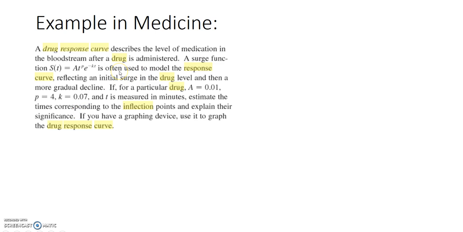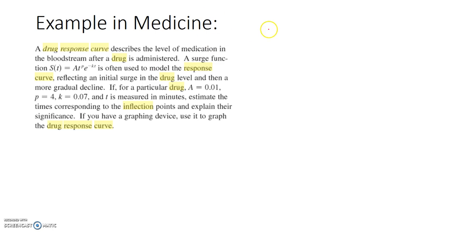We're not going to do it here, but the drug response curve describes the level of medication in the bloodstream after a drug is administered. A surge function, S of t equals a times t to the p e to the negative kt, where, guess what, a, p, and k are just some constants specific to the drug you're using, is often used to model the response curve, reflecting an initial surge in the drug level and then a more gradual decline.